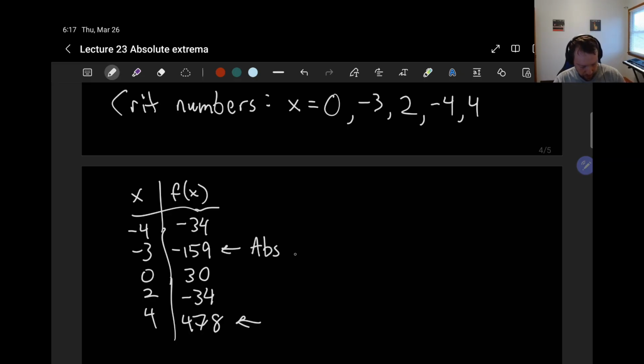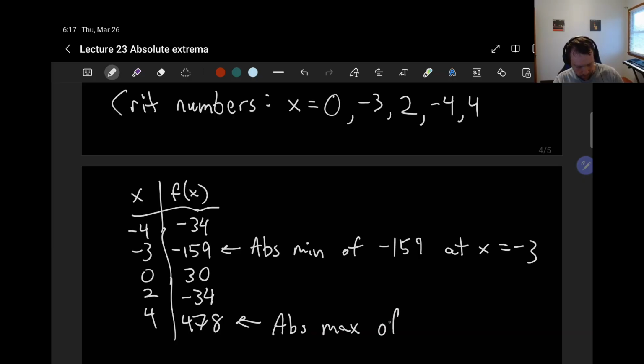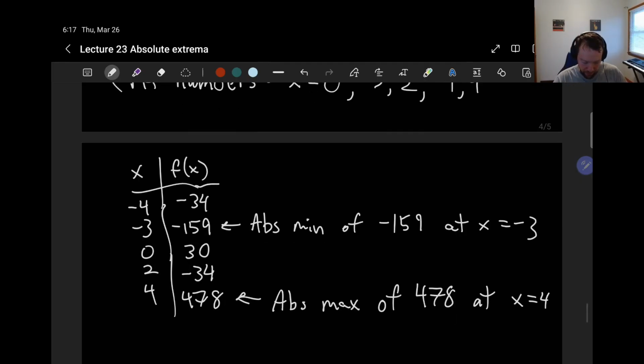So this is an absolute minimum of -159 at x equals -3. And we have an absolute maximum of 478 at x equals 4. So notice it was really important that we checked the endpoints because we really did have our absolute maximum there.